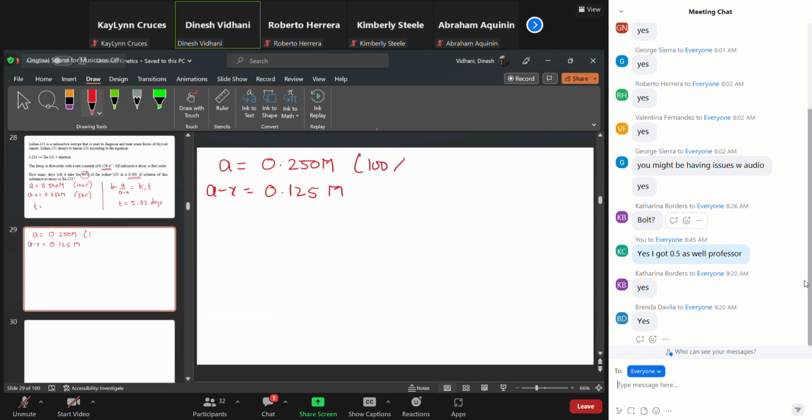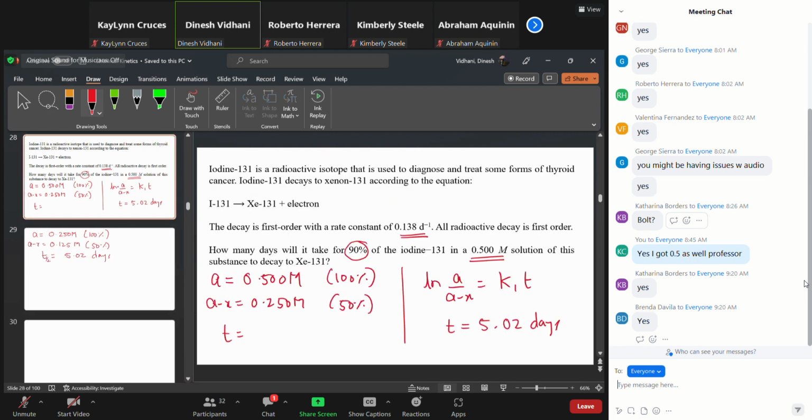So this now becomes your 100% for step number 2, and this becomes your 50%. Can you find me T in this case? Again, 5.02. Absolutely. See, that is the beauty of first order reaction. In first order reaction, the half-life time, that means the time taken to reach the half concentration, does not change. That stays the same. So we write it as T half. So this is the sign of T half.